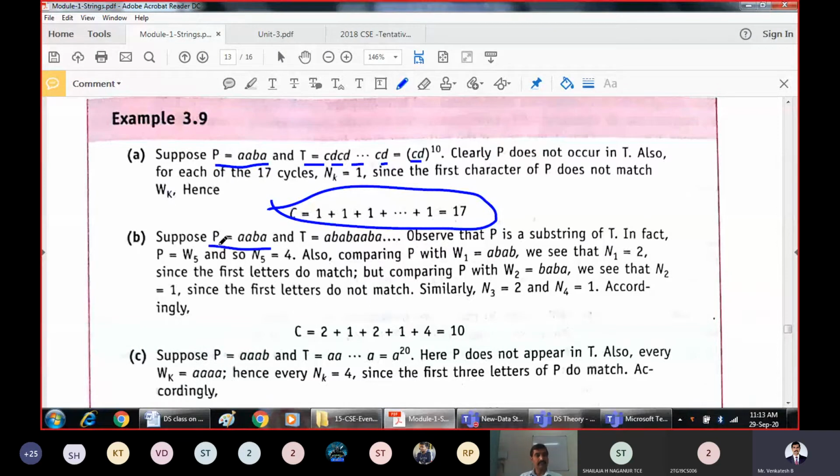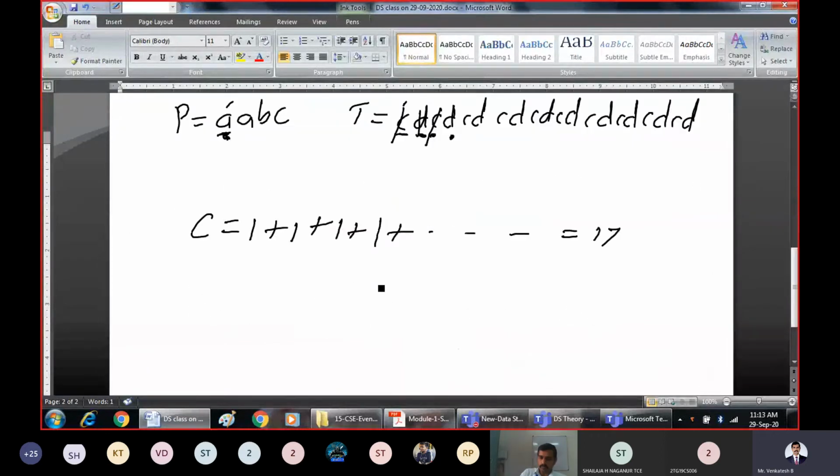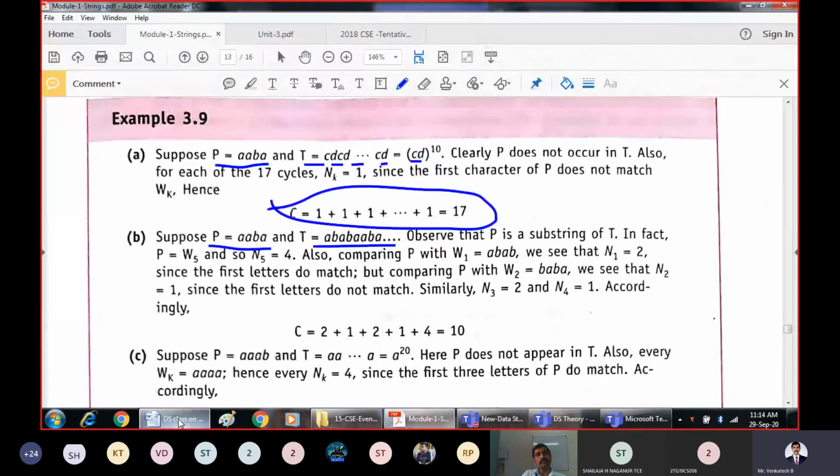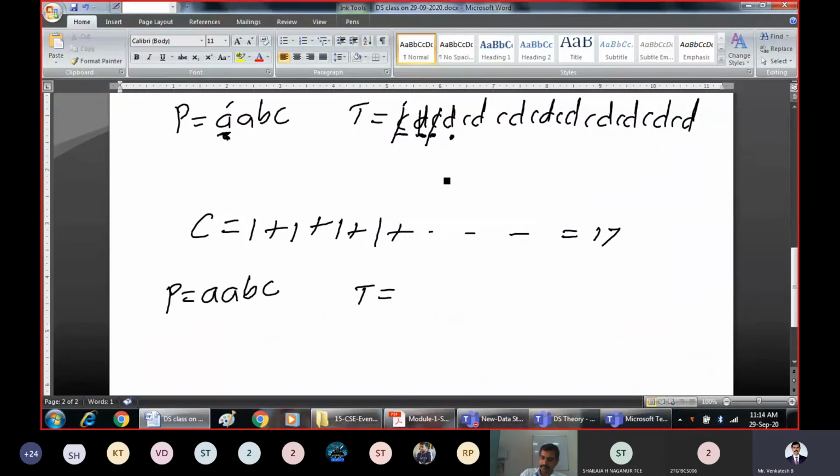Now let us see the second case. Pattern is the same. P is AABA, and the text given is something like this. What is that? ABAB double ABA. So I will rewrite it. What is the pattern that we are trying to find? AABA. What is the text given? So the text given is A B A B double A B A.